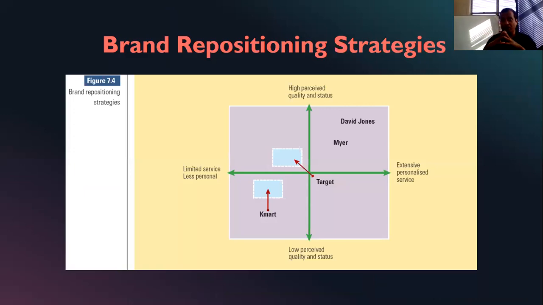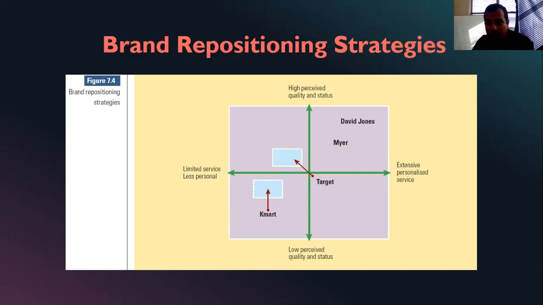So again, for the branding, how the consumer perceives that particular brand, this is just like a perceptual mapping for the product. You can do the perceptual mapping for the brand. So again, on the brand, there are two different attributes they have taken into consideration. The one attribute is extensive personalized service. Some of the brands or retailers think that the degree or level of customization they provide is higher compared to the others, whereas the other attribute is high perceived quality and status.